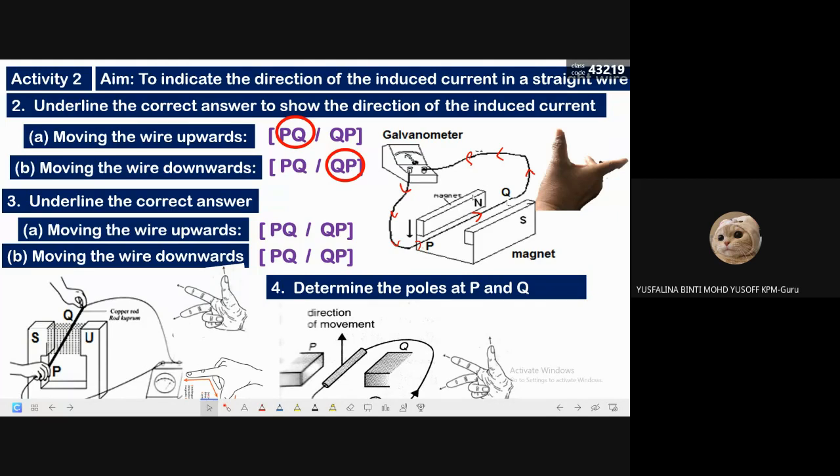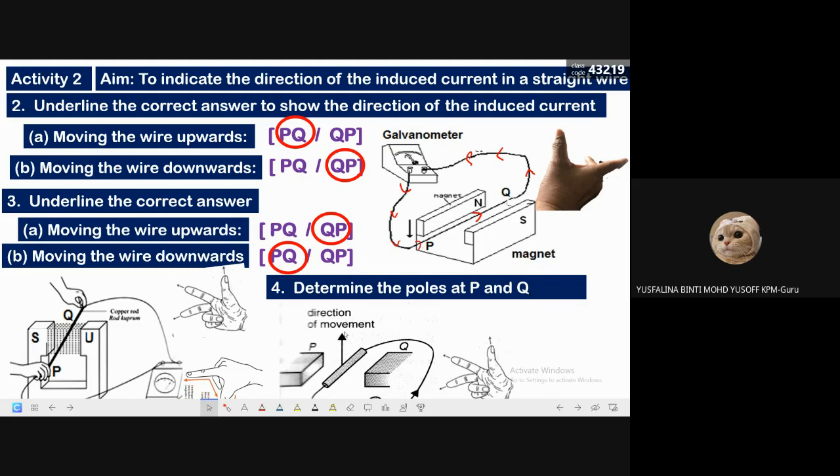So for this one, underline the correct answer. Moving the wire upwards, so this is for this one actually. Moving the current upwards, so same, Q to P. And then moving the wire downward, it will go from P to Q. So this is for this one. For number 3, this is for number 2. For number 4, it asks you to determine the poles at P and Q.